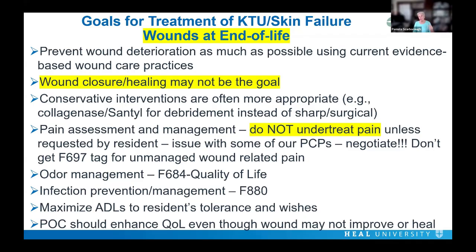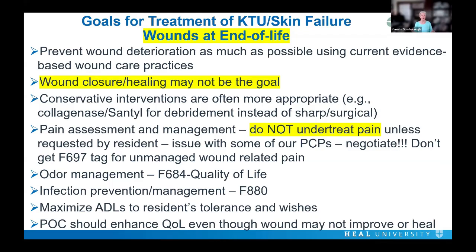You want to do odor management also with these wounds. And when we have fungating wounds, oftentimes we do have odor. And when we have necrotic tissue in our wound beds, often we're going to have odor also. We did have a building get an F tag for odor that was not managed. The patient said that they were put off their food because their legs stank so much they couldn't stand to eat. And the building got an F684 quality of life tag. So you have to look at odor also.